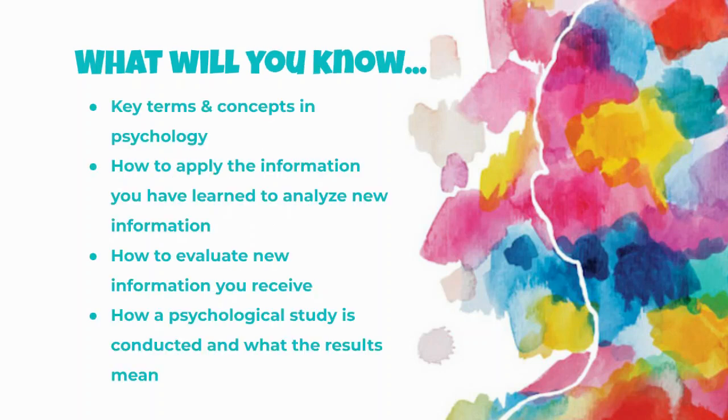So by the end of this course, you're going to know a lot. You're going to know key terms and concepts in psychology, whether that's about thinking, learning, neurons, the nervous system, how we interact with other people, genes, hormones, all sorts of stuff.